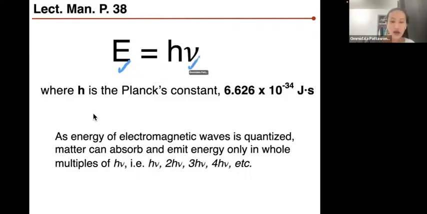This h right here is a constant, the Planck constant. It will be given to you on the exam. Okay, so it comes out to be this value right here. It's going to be in joule times second as the unit. And because the energy of light is quantized, or comes in a discrete amount, matter can only absorb or emit energy in whole multiples. For example, it can absorb 1 hν, or 2 hν, or 3 hν, 4 hν, and so on. Okay, so it can only absorb or emit in whole multiples.